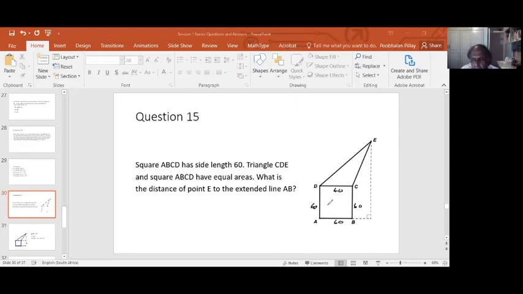This area here we already know because it's a square with side 60. 60 times 60 is 3600. So we know that area. We are saying that the triangle and the square have equal areas. So if this area is 3600, this area is also 3600. And the question is, what is the distance from the point E right down to the extended line AB? So the problem is, what is this distance?